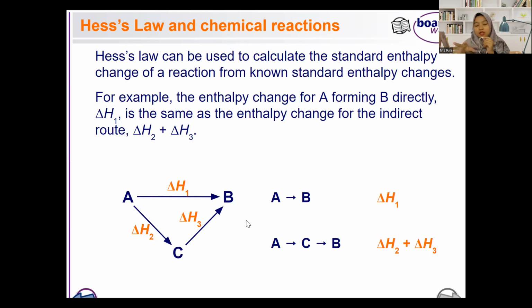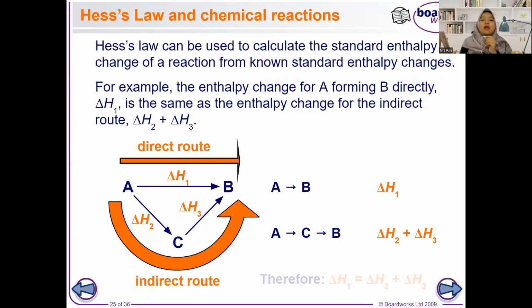So look at the reaction. As long as the reactant is the same, look at the reactant here, it is A for both, and also the final product is the same, they will have the same enthalpy change. So delta H1 will equal delta H2 plus delta H3. So that's Hess's law.